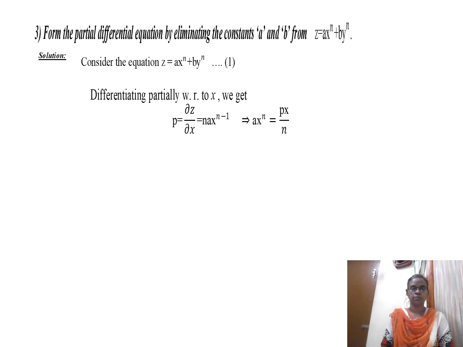So consider the given equation. As usual, what is our first step? Differentiating 1 with respect to x, we get dou z by dou x, which is p, is equal to a into x power n. When we differentiate, what do we get? n into x power n minus 1.